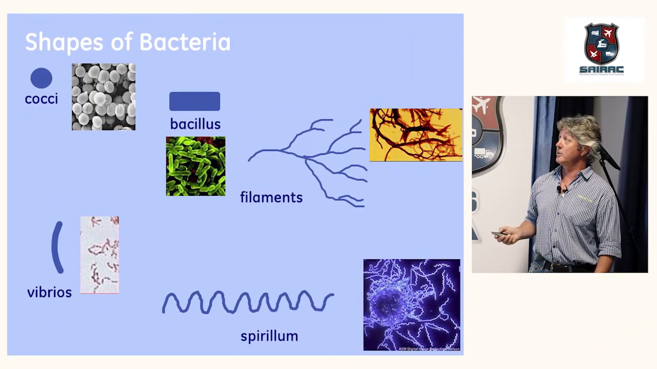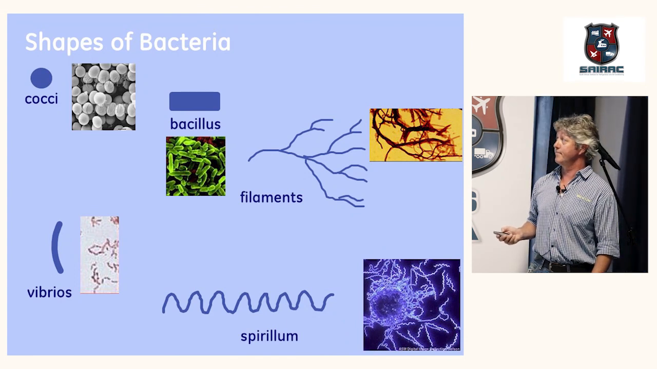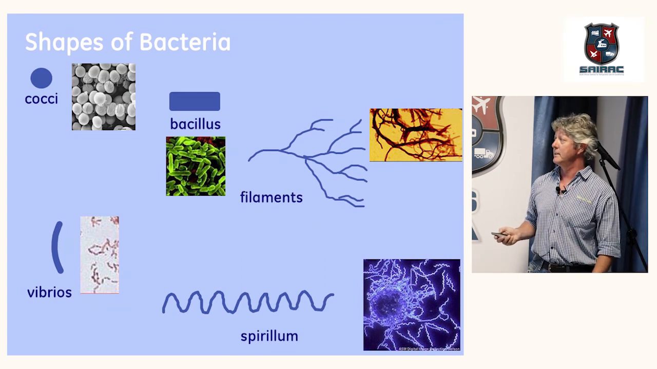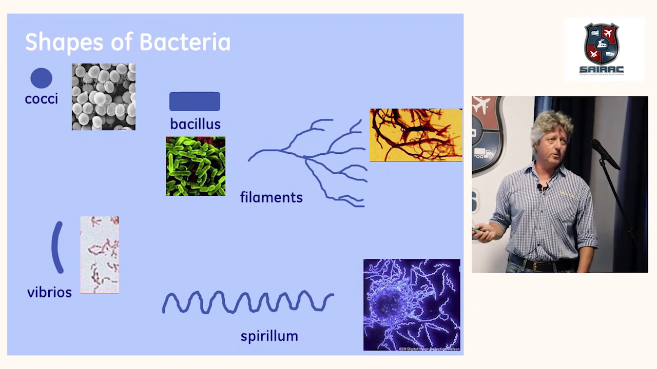Shapes of bacteria: you get cocci, you get bacillus, you get filaments. Vibrios, which is like a little squiggly thing, and then spirillum. And all of these you can actually find in the water that runs through cooling systems.